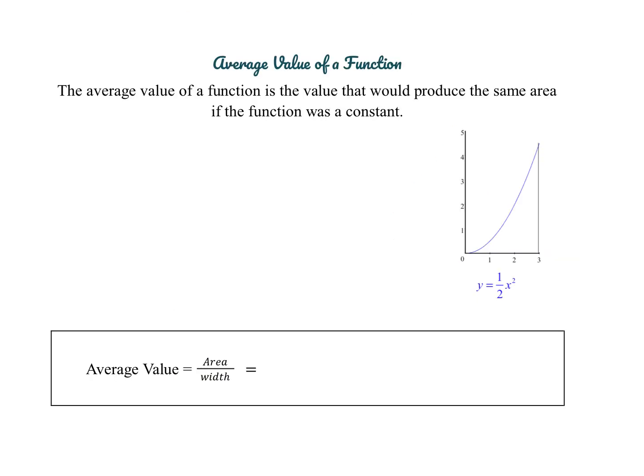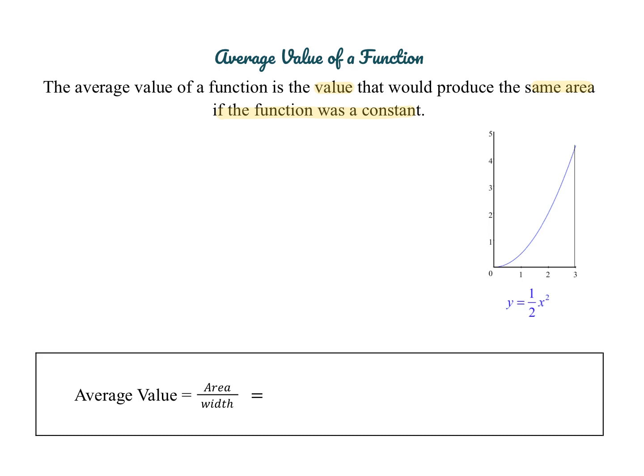All right, so first thing we're going to talk about in this lesson is the average value of a function. So the average value of a function is the value that would produce the same area if the function were a constant rather than this curve. So there's a formula for this, but I want to make sure we understand what this actually means. So we're going to go through an example.